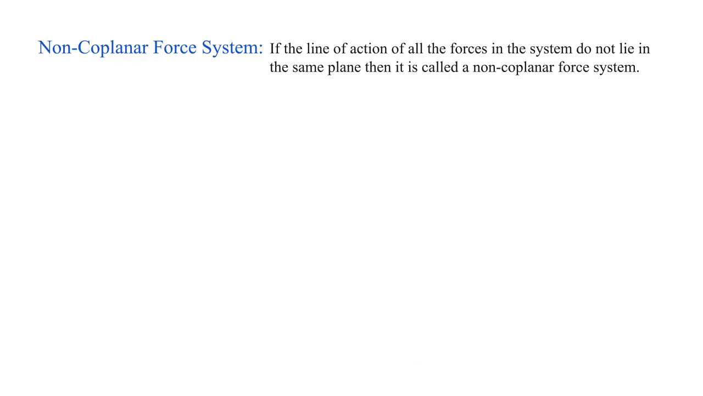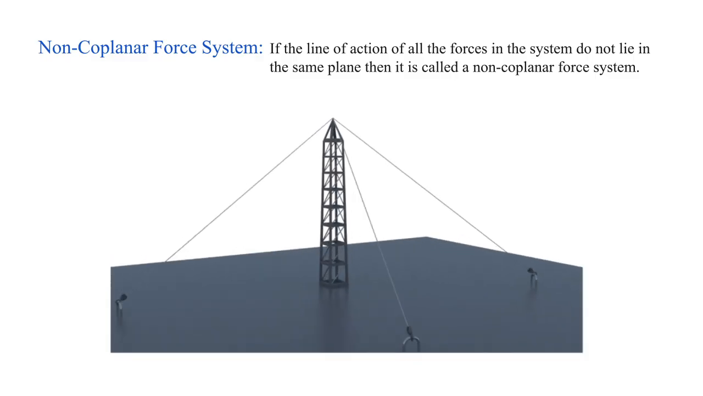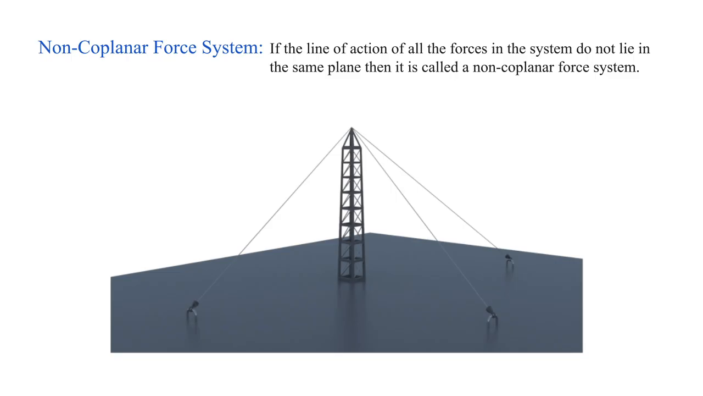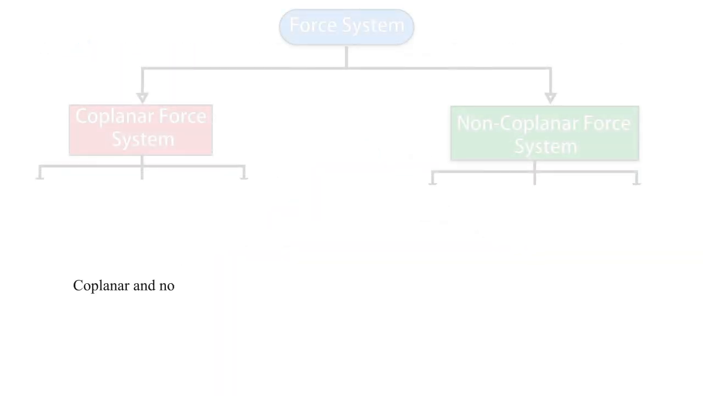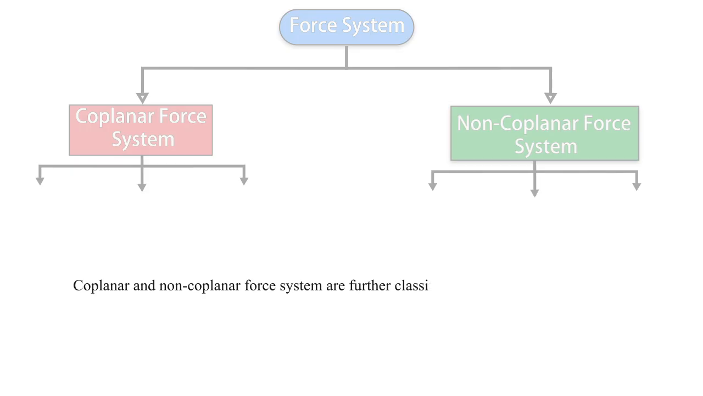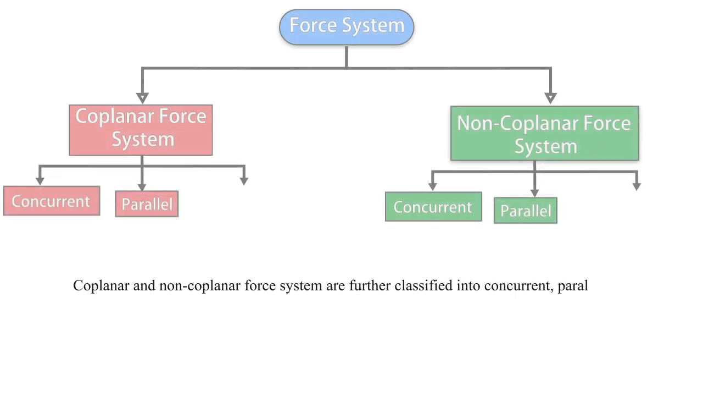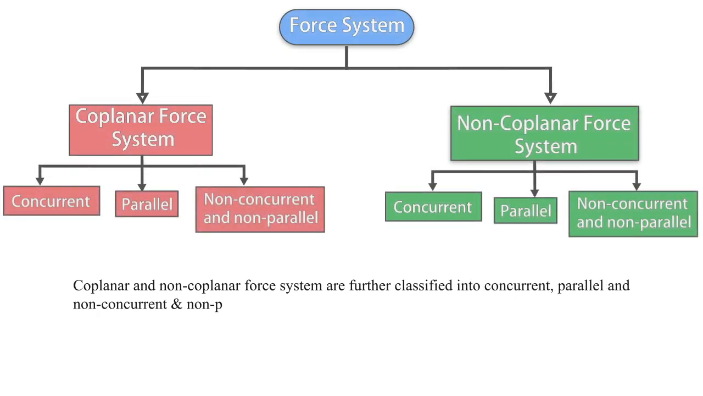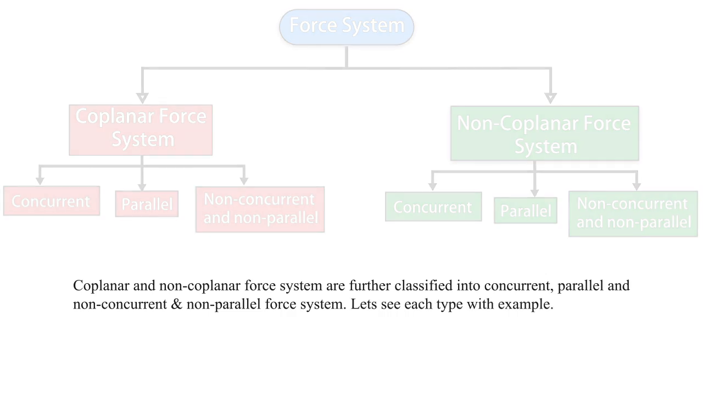Let's see the examples. Consider the example of a tower. The tower is stabilized by using 3 cables, attached at the top of the tower and to the ground. The line of action of all the forces in the cables goes into different planes, resulting in a non-coplanar force system. Coplanar and non-coplanar force systems are further classified into concurrent, parallel, and non-concurrent and non-parallel force systems. Let's see each type with examples.